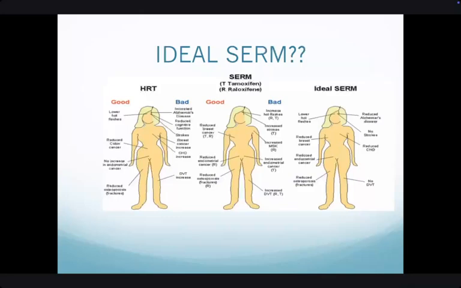So the question is, do we have an ideal SERM? And the answer is no, we don't, because we get different effects from different drugs. So it's basically about what we want to achieve for that particular patient. For example, just to remind you, bazedoxifene is the only one that lowers hot flashes, while the others cause hot flashes. Raloxifene and tamoxifen reduce breast cancer, and raloxifene is the only one that does not cause endometrial cancer.